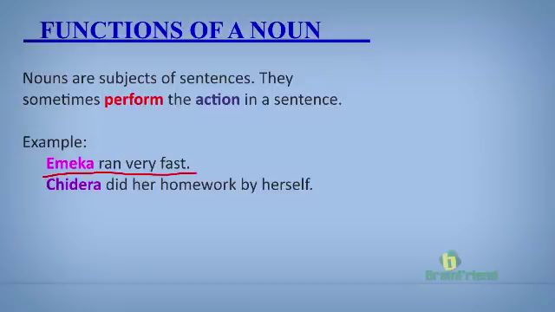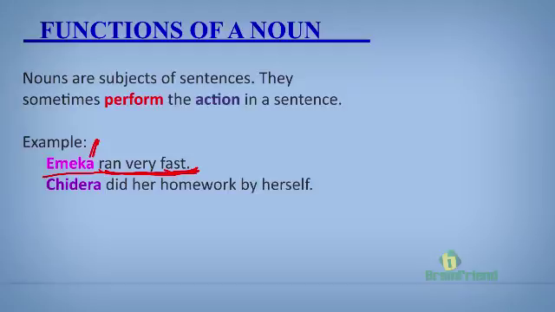What did I say about the subject of the sentence? It is the person that performs the action. So, who ran very fast? Emeka. And Emeka is a noun, a proper noun. While the other part of the sentence is the predicate, which contains the verb and, in some cases, the object. But in this case, we don't have an object. It just contains the verb. It tells us what Emeka is doing or what Emeka has done. And what did Emeka do? He ran very fast. You see the noun as taking the place of the subject in the sentence.